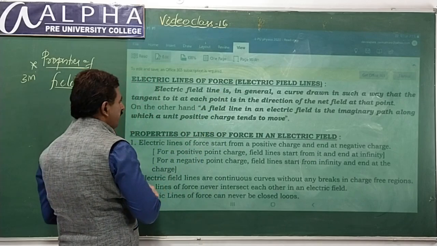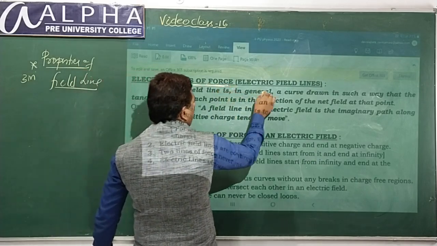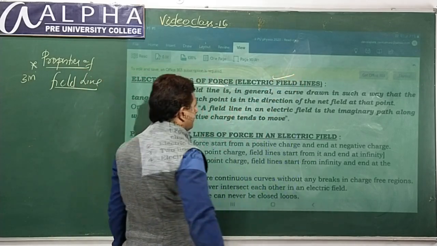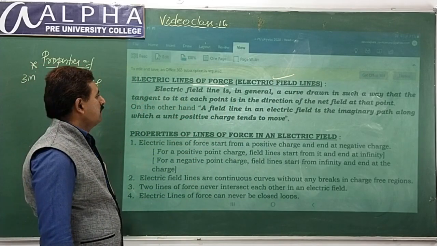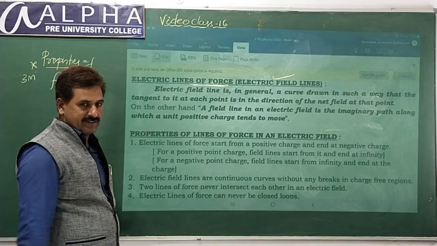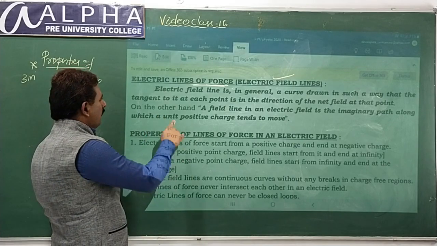Line of force is an outdated term. In your NCERT book, they have used electric field lines. Line of force was initially used by Michael Faraday. Now, in all our textbooks, it is field lines. What is a field line?